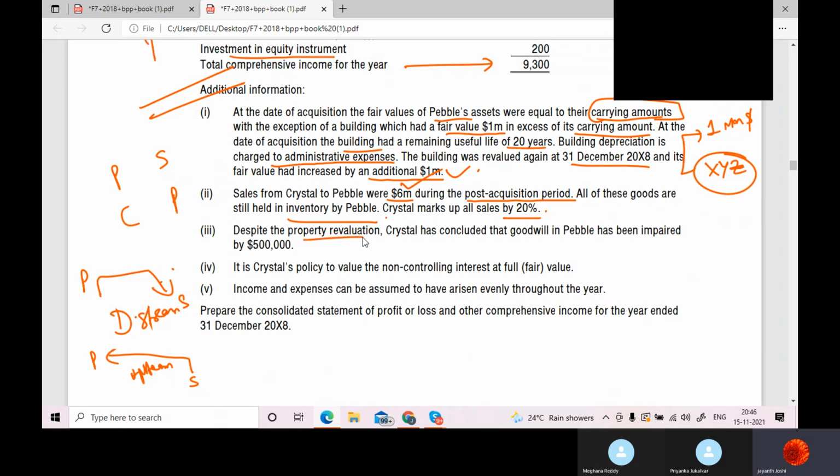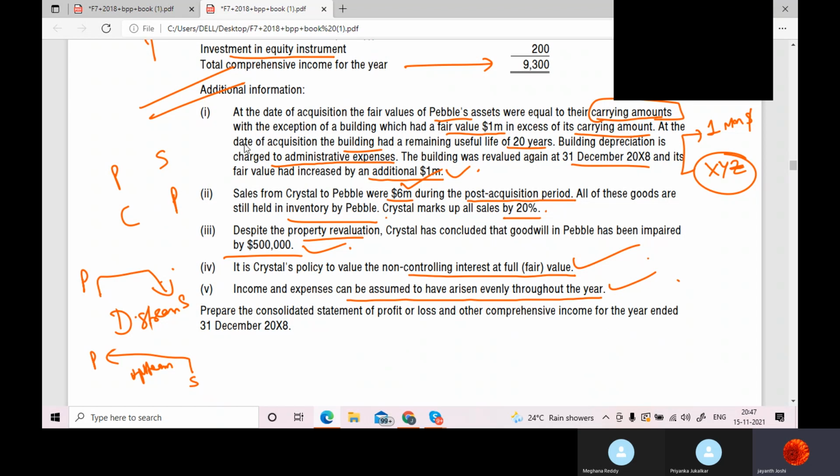Despite the property revaluation, Crystal has concluded that goodwill in Pebble has been impaired. So there is an impairment loss also that we need to take in administrative expenses. It is Crystal's policy to value NCI at fair value. We have to revalue the NCI at fair value. Income tax expenses can be assumed to have arisen evenly throughout the year. We will see the income tax also.